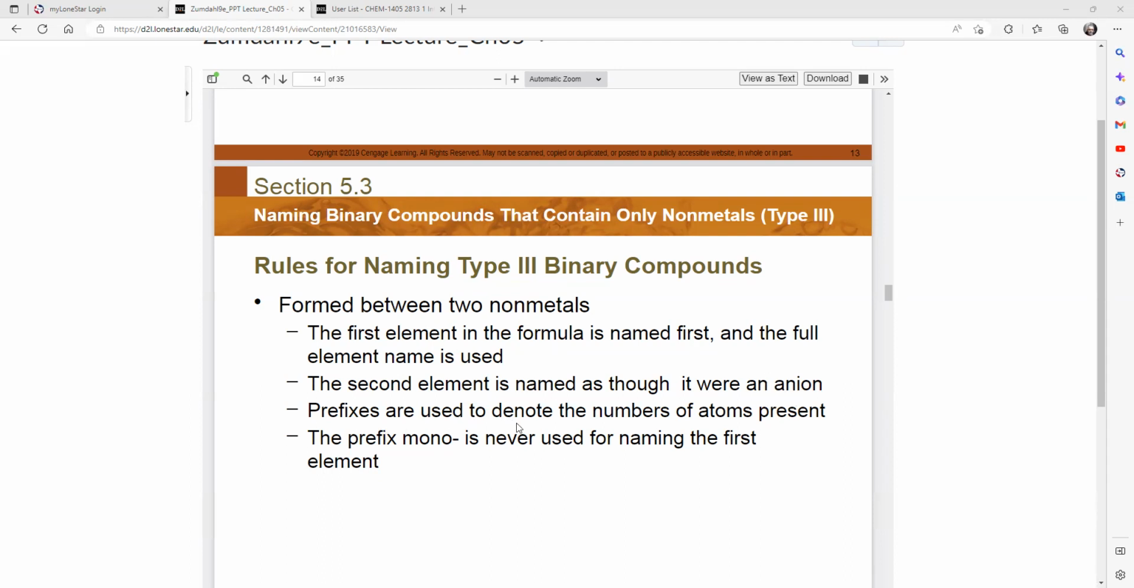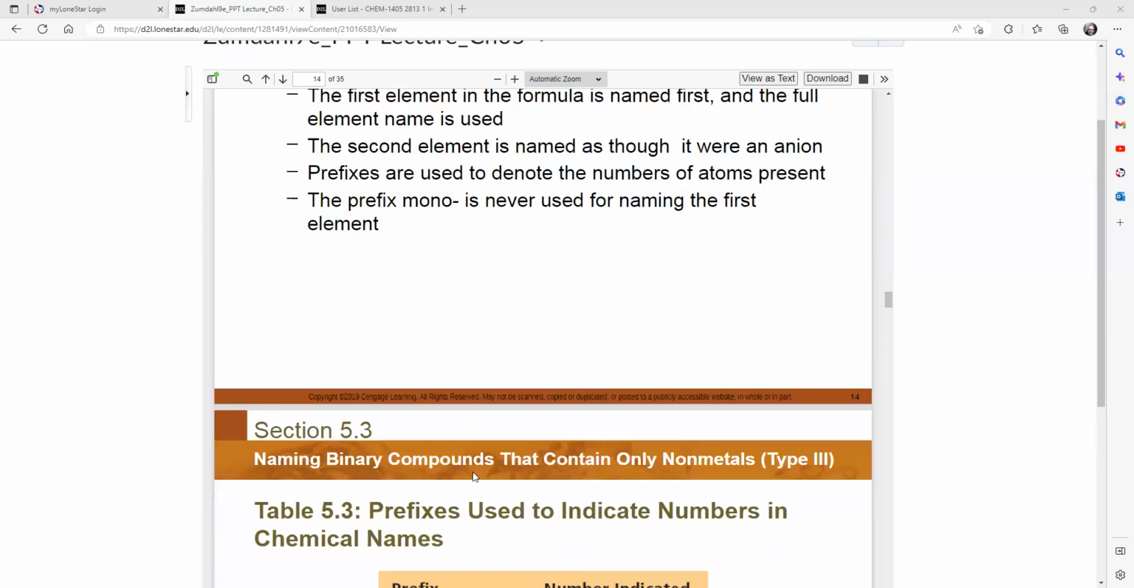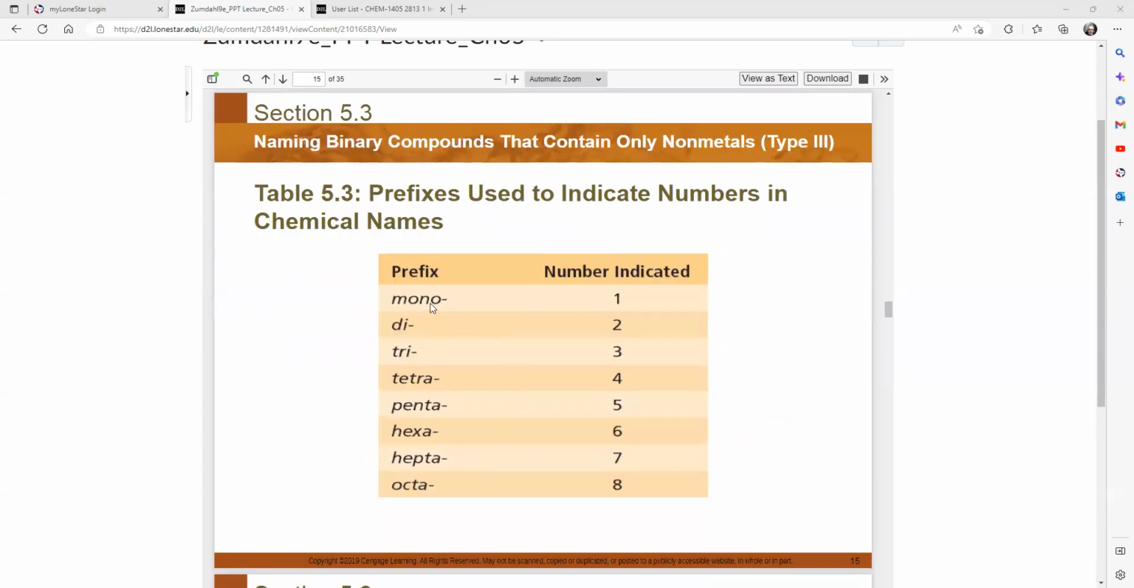Prefixes are used to denote the numbers of atoms present. The prefix mono is never used for naming the first element, only for the second one. Let's see. Mono if you have only one atom in the second element, never in the first one. Di if you have two, tri if you have three, and so on. Remember, it is the case when you have two nonmetals bonded.